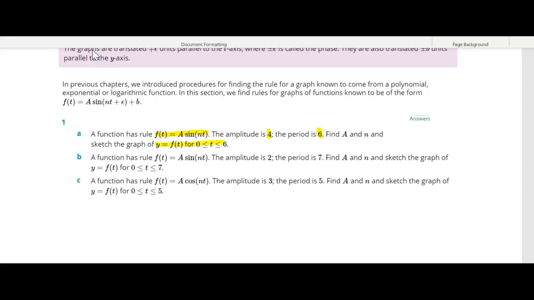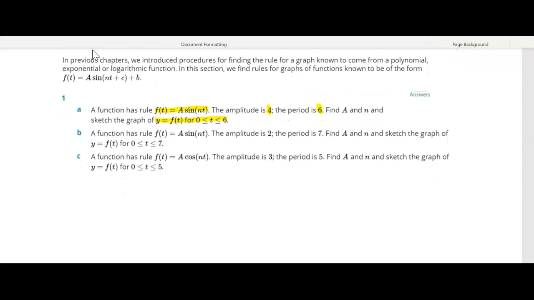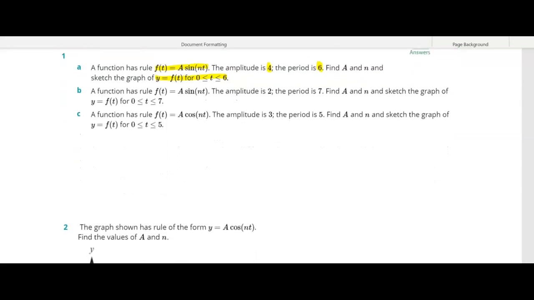Sketching is a bit time consuming, so we might not do all of them. This one's pretty basic, and I mean basic because they've told us what the amplitude is. So A is 4. Now your period is 6. So that means 2 pi on n is equal to 6. Just make sure you don't say n is 6. 2 pi on n is 6, and then you've got to solve for n, changing spots with the n and the 6. So n is equal to pi on, oops, not on 6, on 3. Sorry.